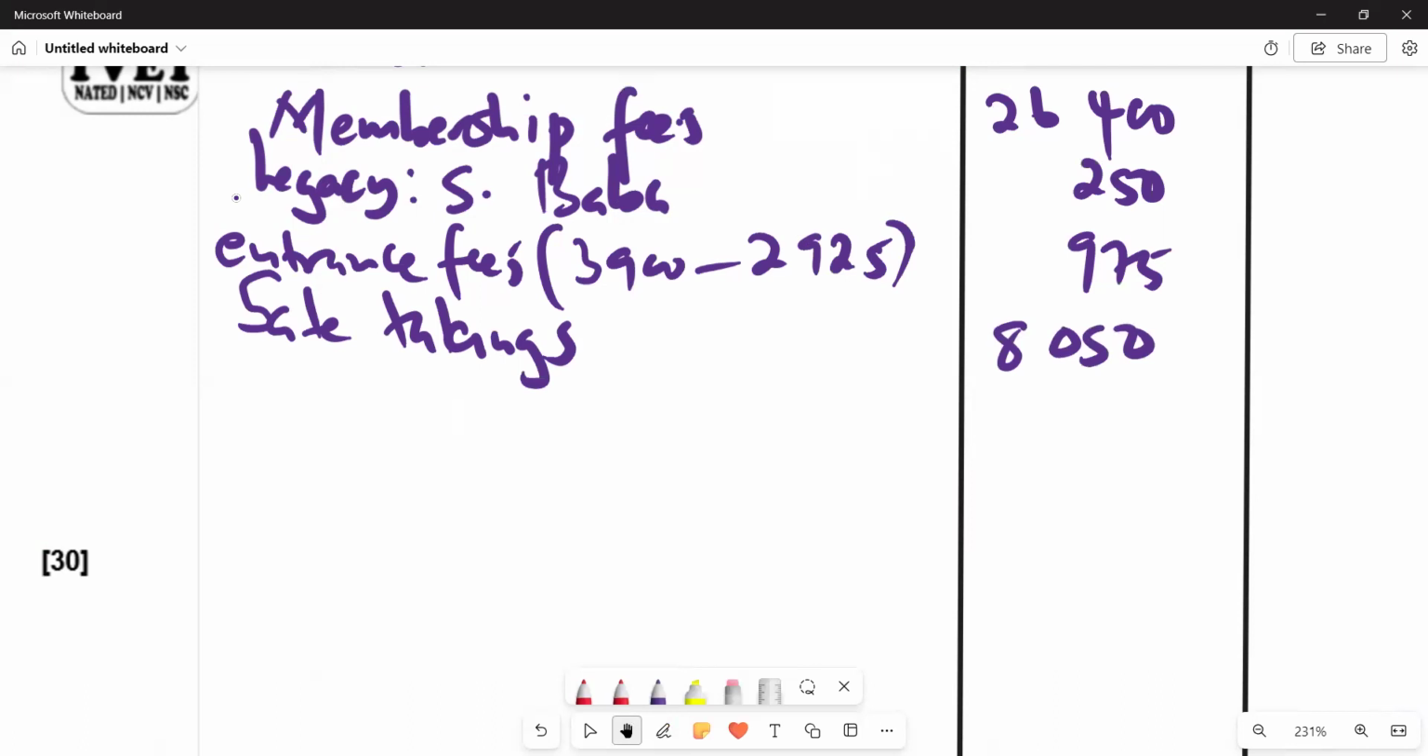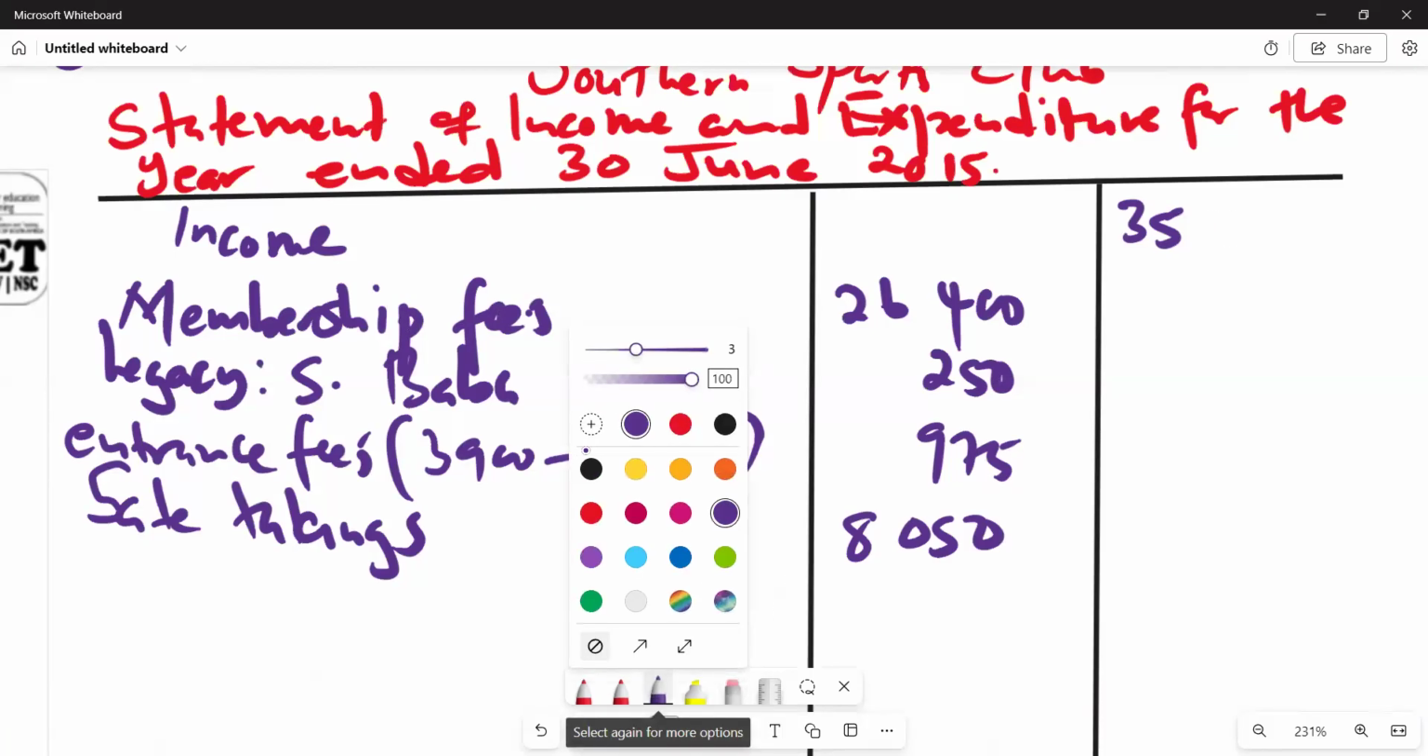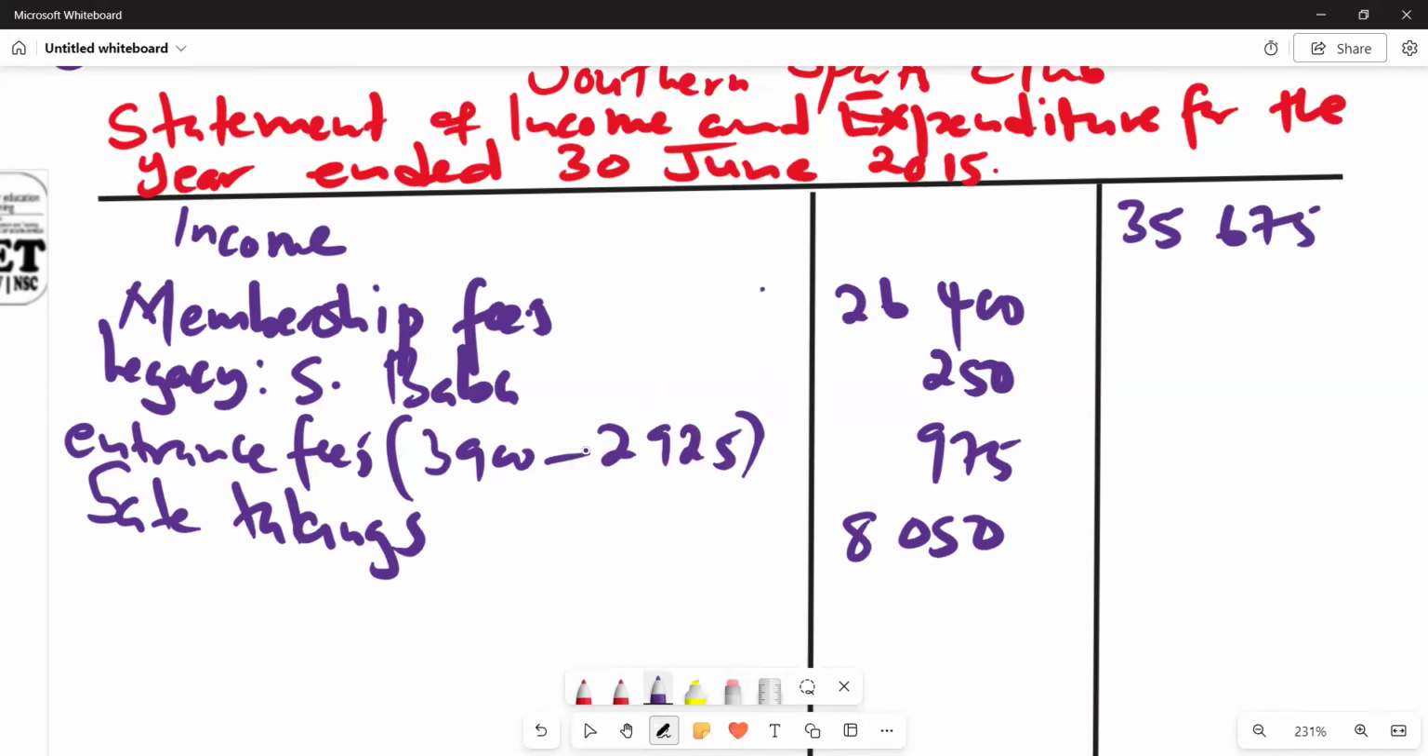So we have exhausted all the income that we have in the question. Then we can now add 8,050 plus 975 plus 250 plus 26,400, and the total that we are going to get is 35,675. So we now go to the next section, whereby we are going to say less expenditure.